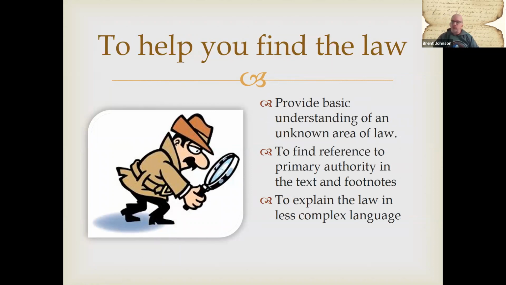So if I pass the bar and 3 months later I'm sworn in and I hang out my own shingle on Main Street, and the first client before me wants a child custody modification to her child custody agreement. Chances are I've never done that before. So where am I going to start? I'm going to start in a secondary source to give me a basic lay of the land.